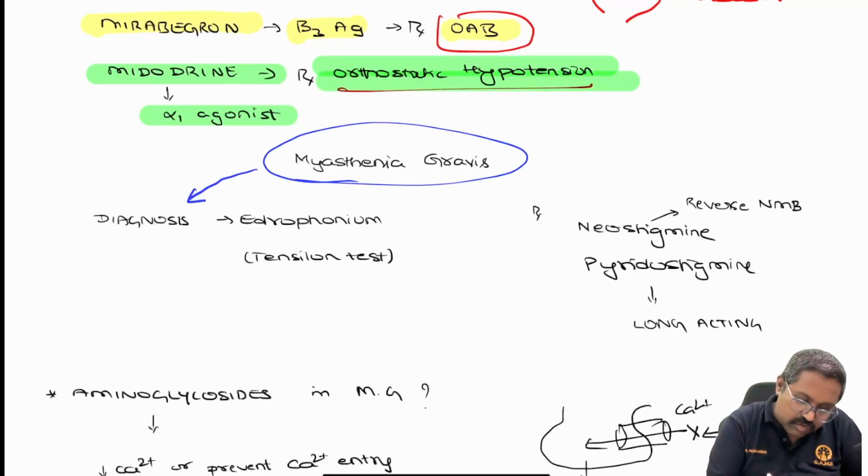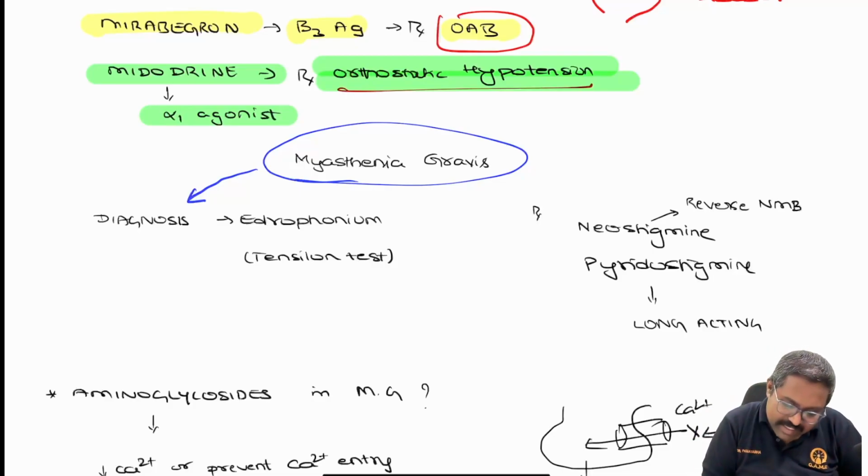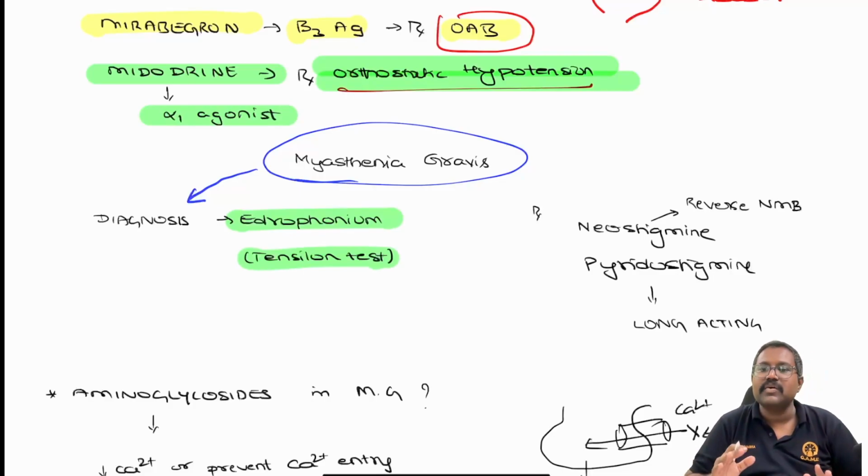So usually the drug which is used for differentiation of the cholinergic crisis and the myasthenia gravis is edrophonium. Edrophonium is a short-acting anticholinesterase. The test which is done to differentiate myasthenia gravis and cholinergic crisis is also called the Tensilon test. Why is edrophonium chosen? Because edrophonium is shorter acting.